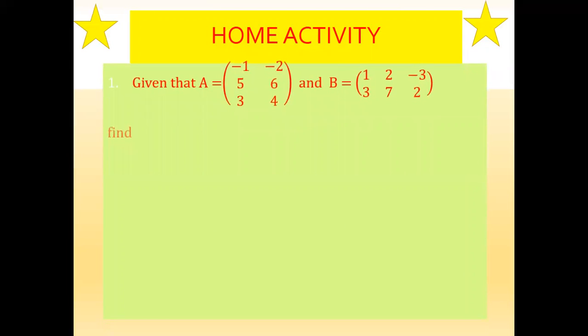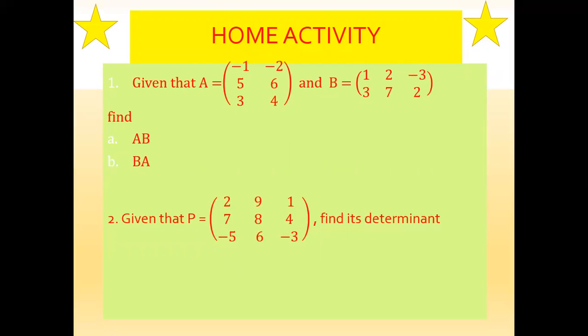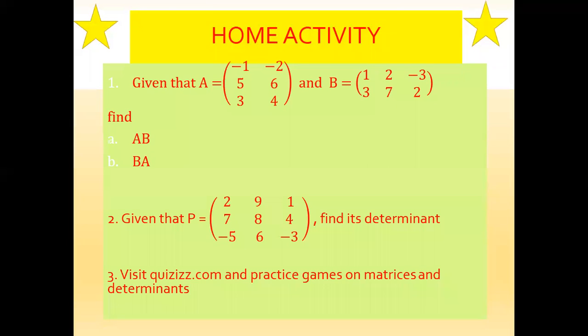Now look at this home activity. You're to find AB, find BA. Now this number 2 is more like a research. I put it here so that you could try to study ahead, because I want you, if possible, to study ahead for the third order determinants. That's what we're going to. That's the second part of the determinant we're looking at.